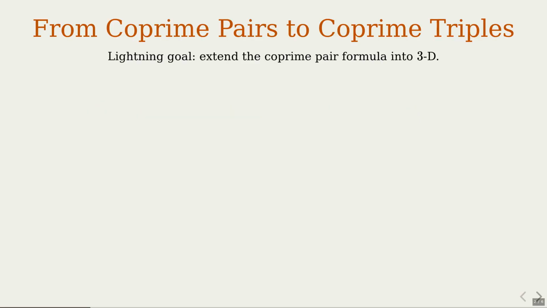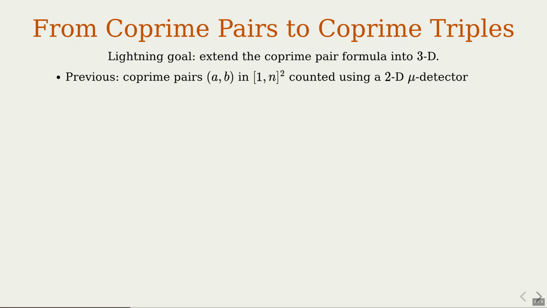Last time, we used the µ-Detector to count pairs of numbers between 1 and n that are coprime by looking at visible lattice points in a grid. I remember that the formula had squares in it because we were counting pairs, not triples. We started with the two-dimensional case, using the µ-Detector to pick out exactly those pairs that share no common prime factor. So the new question is, which triples between 1 and n have greatest common divisor equal to 1?